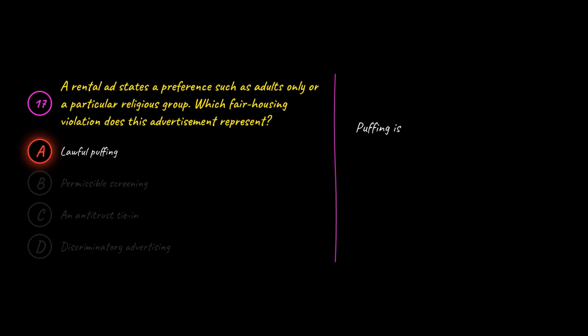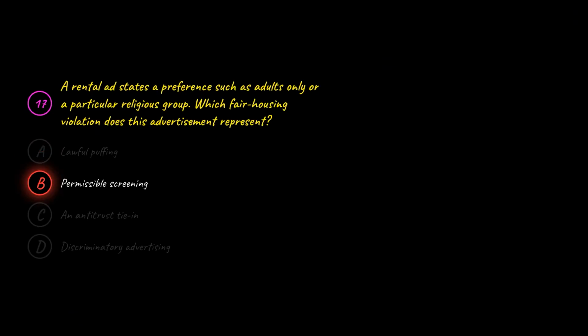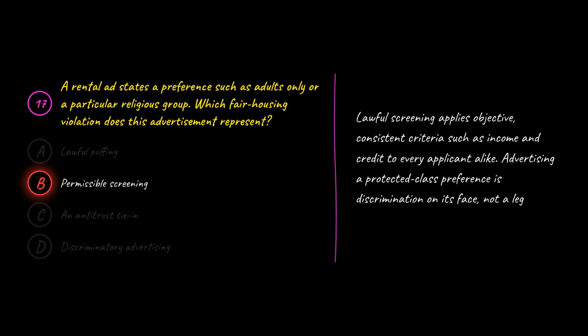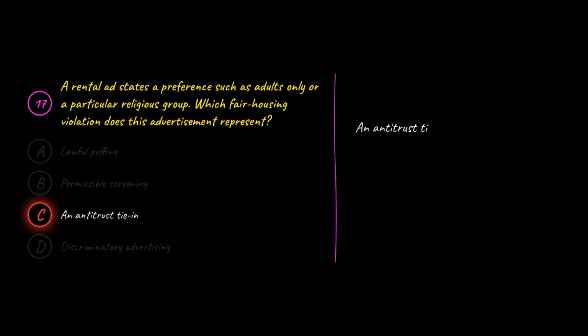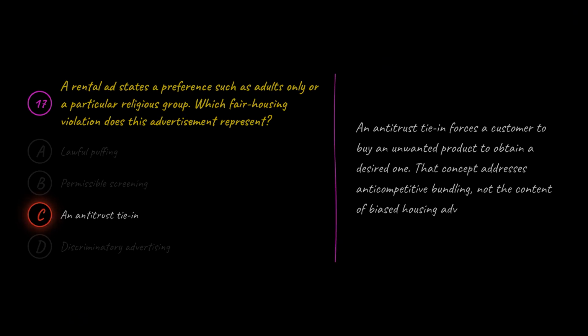A is wrong because puffing is harmless exaggeration of a property's appeal, like calling it charming. Expressing a preference against families or a faith group is unlawful, not mere salesmanship. B is wrong because lawful screening applies objective, consistent criteria such as income and credit to every applicant alike. Advertising a protected class preference is discrimination on its face, not a legitimate qualification standard. C is wrong because an antitrust tie-in forces a customer to buy an unwanted product to obtain a desired one. That concept addresses anti-competitive bundling, not the content of biased housing advertisements.